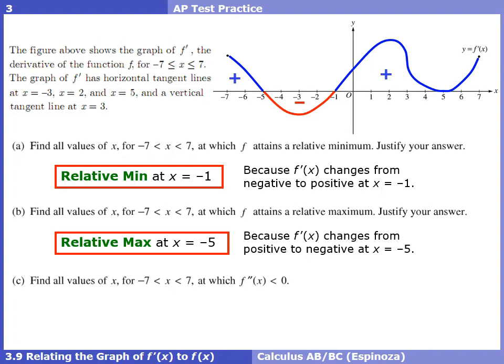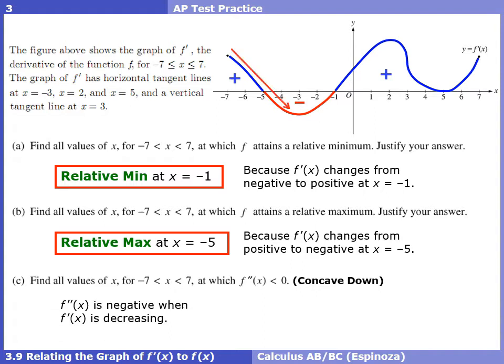The last part of this question is for us to figure out the values of x where the second derivative is less than 0 or negative. If the second derivative is less than 0, that's just another way of saying concave down. And if you recall from the last slide and the slide before that, an original graph is concave down when the first derivative is decreasing. So we can state the second derivative is negative when the first derivative is decreasing.